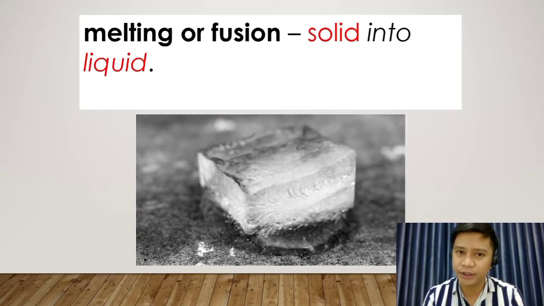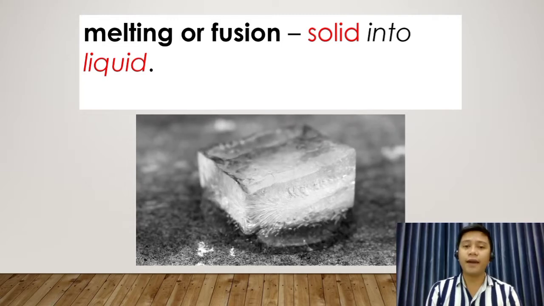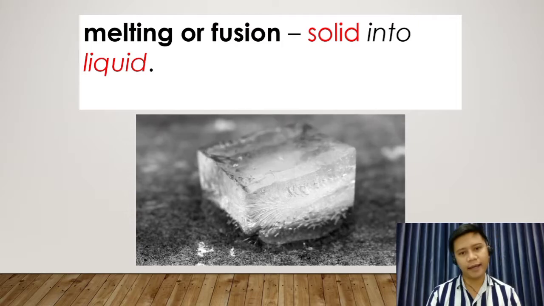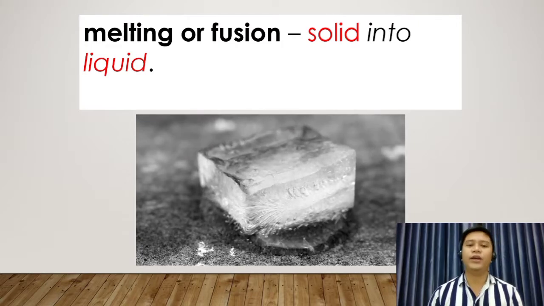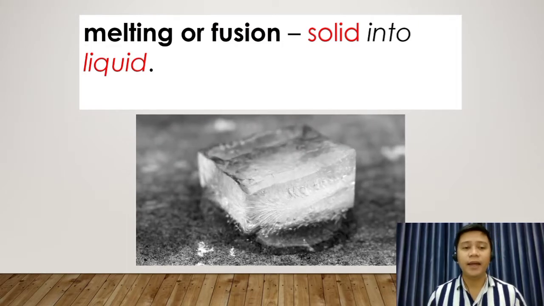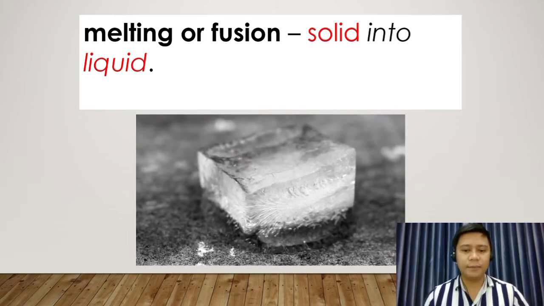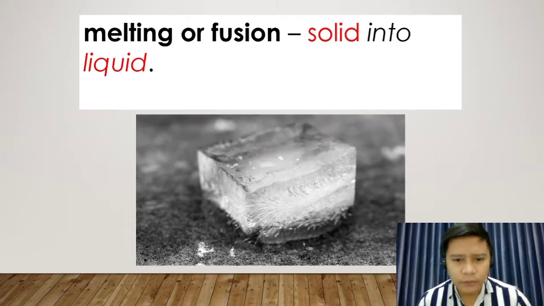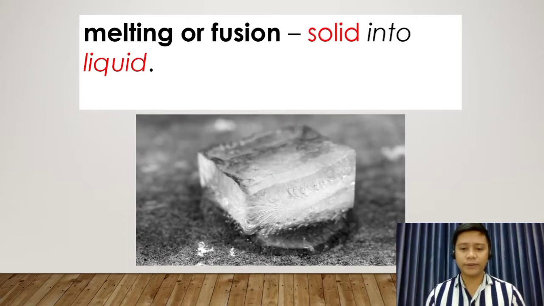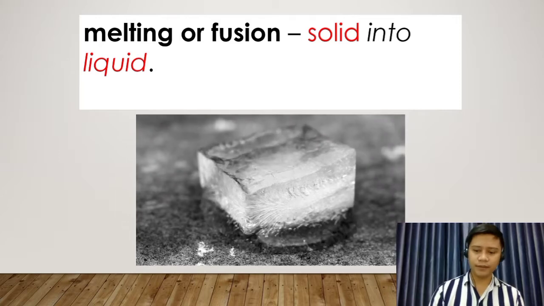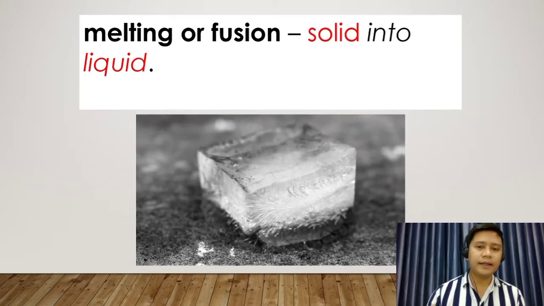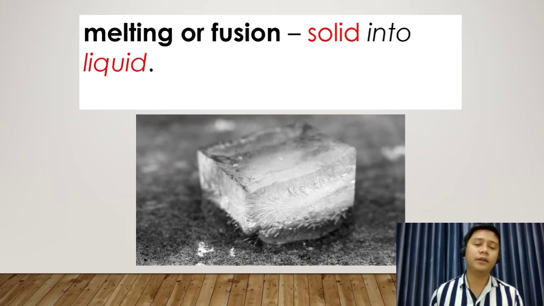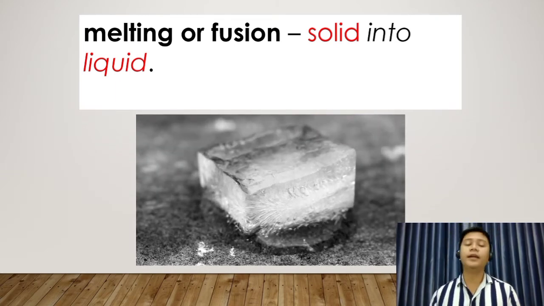Can you spell fusion? Start with letter F. F-U-S-I-O-N. Fusion. Very good. When we say melting, this is the best example: an ice will become a water. Remember that this process, or these physical changes, is what we call melting. Melting is solid into liquid.